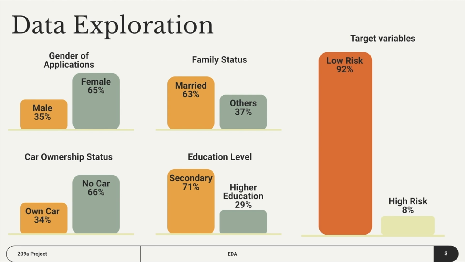And then we look at the target variable. We observe that there is a clear imbalance. For example, 92% are low risk, while only 8% are high risk. This imbalance poses a challenge as the model can overlook high-risk cases. And for more details, we analyze in our notebook.